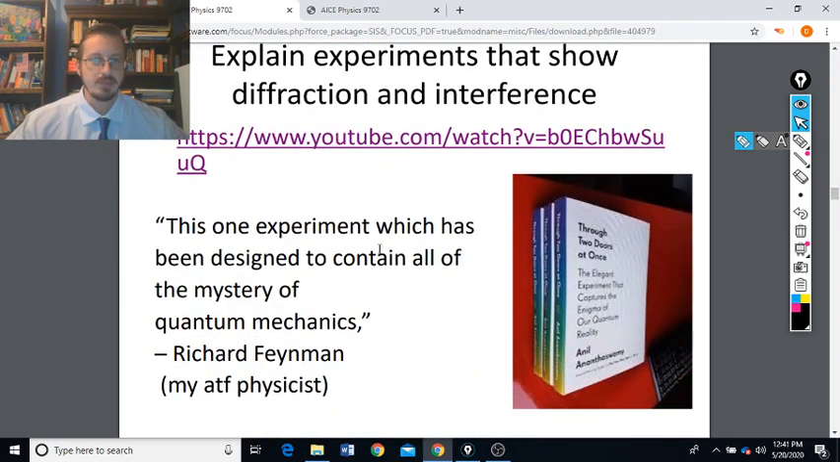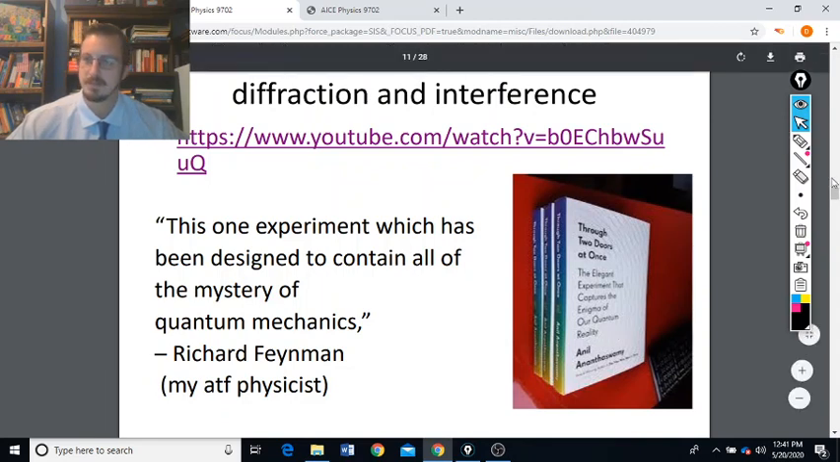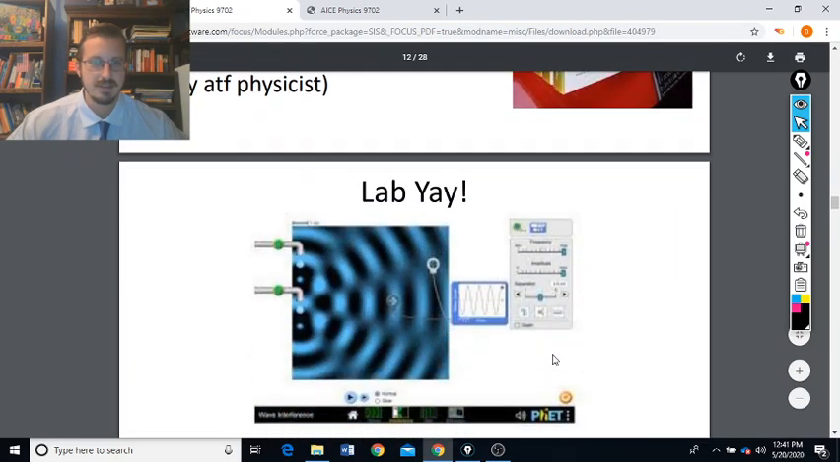This one experiment, which has been designed to contain all the mystery of quantum mechanics, is a quote from my all-time favorite physicist, Richard Feynman. Here's a book that was written about a whole bunch of versions of the two-slit experiment, Through Two Doors at Once, the elegant experiment that captures the enigma of our quantum reality. Kind of see the image there.